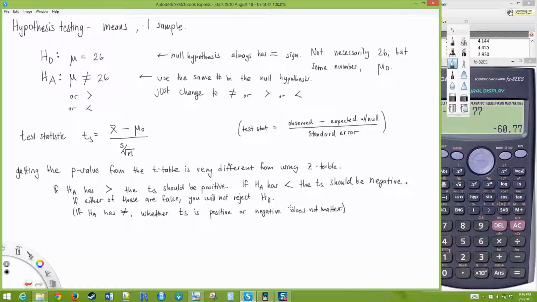Okay, so here's the thing, to get your p-value, find the appropriate row in the T-table for your degrees of freedom, for the DF. And then find which columns your test statistic fits between, or which values the test statistic fits between.